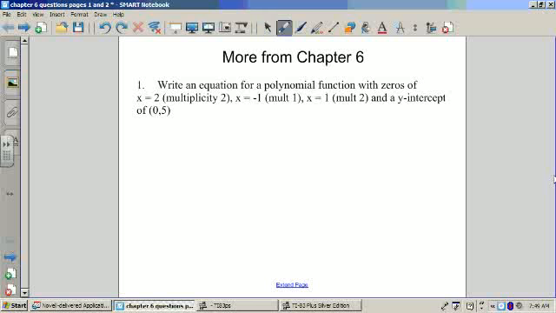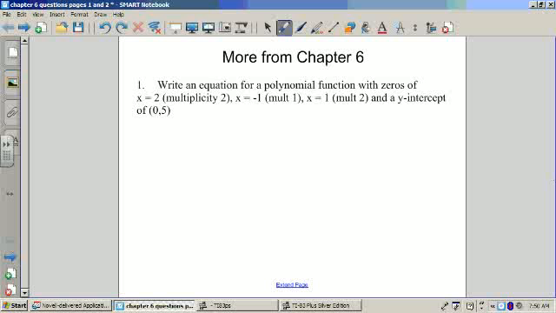In this tutorial from Chapter 6, we're going to cover some of the things that we may not have gotten to already in the book. So I'm just going to ask a few questions and then show you how to answer them. The first question is: I want to write an equation for a polynomial function with zeros of x equals 2 with a multiplicity of 2, x equals negative 1 with a multiplicity of 1, x equals 1 with a multiplicity of 2, and this time a y-intercept of (0, 5).